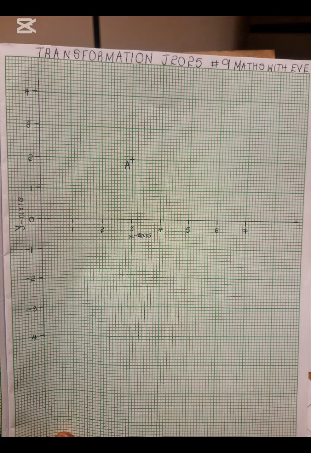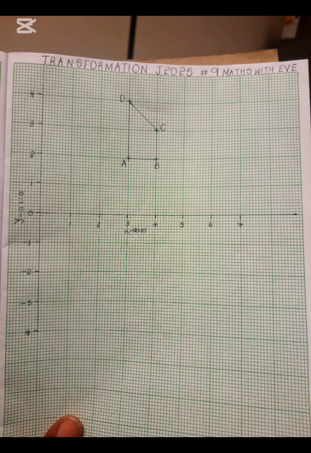We move on to the next, B. 4 is in line with 2. On C, 4 is in line with 3. And then finally on D, 3 in the x-axis is going to meet with 4 in the y-axis. After that, we label correctly that this is point A, this is coordinate B, this is coordinate C, and this is coordinate D. By doing that, you get the quadrilateral, your first mark.